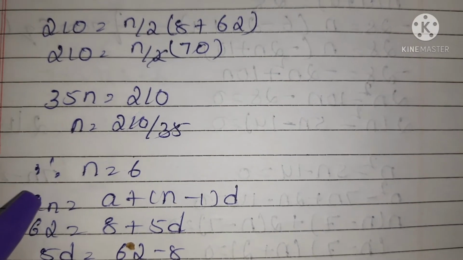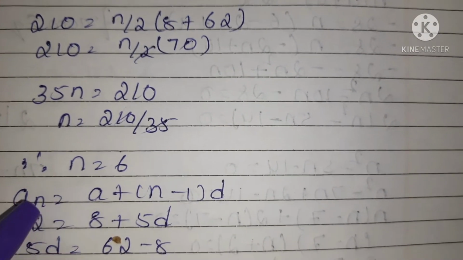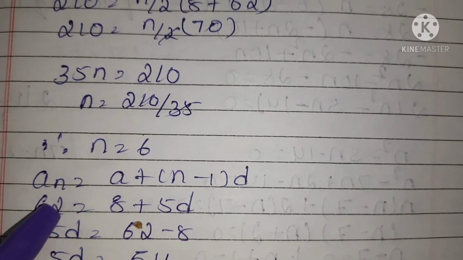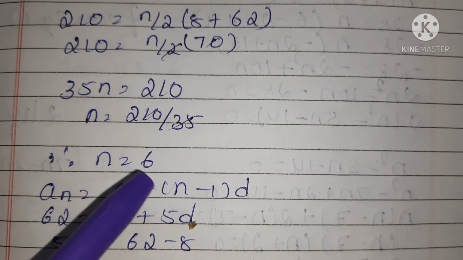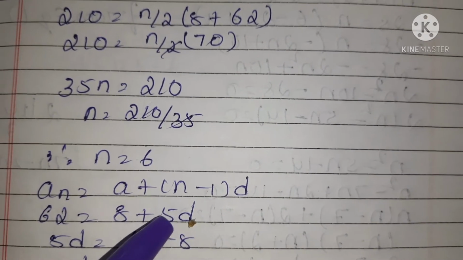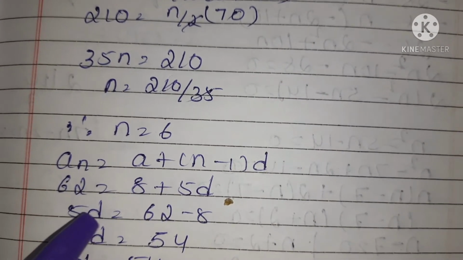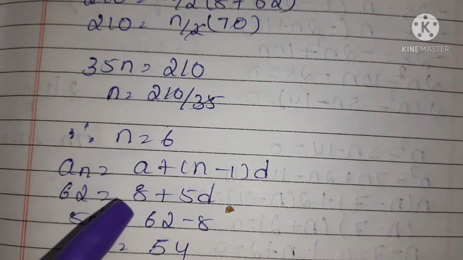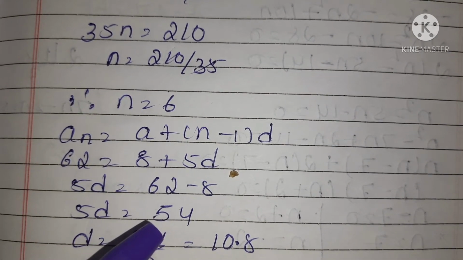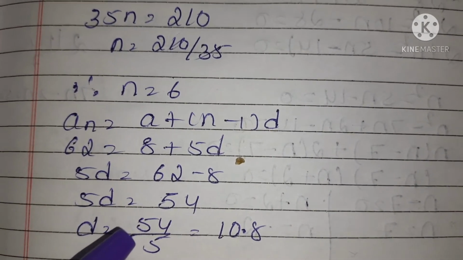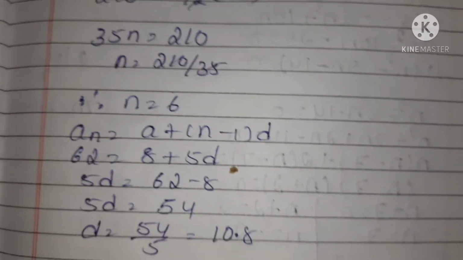To find out d value, take the an formula, the nth term formula. an is equal to a plus n minus 1 into d. Here an value is 62. 62 is equal to a value is 8 plus n minus 1. That means here n is equal to 6. 6 minus 1 is 5d. Now here 5d is equal to 62. This plus 8 comes to this side. It will be minus 8. 5d is equal to 62 minus 8 is 54. d is equal to 54 by 5. If we divide, we will get 10.8.